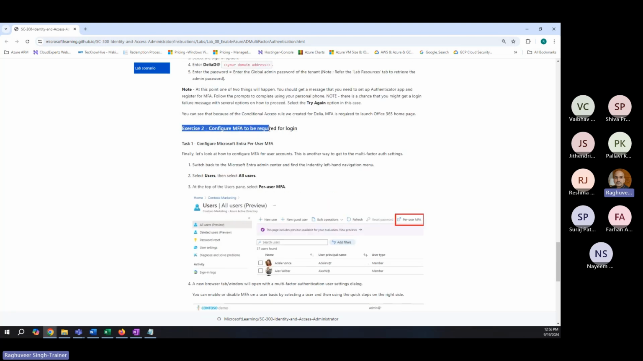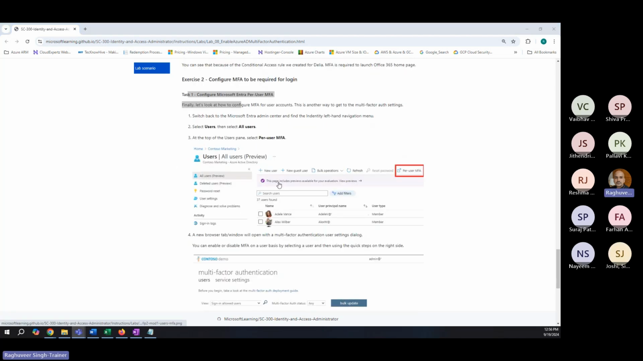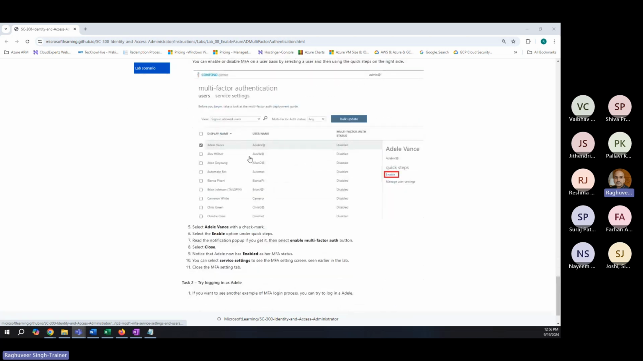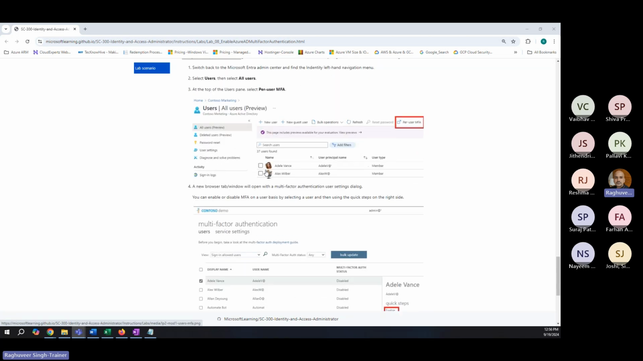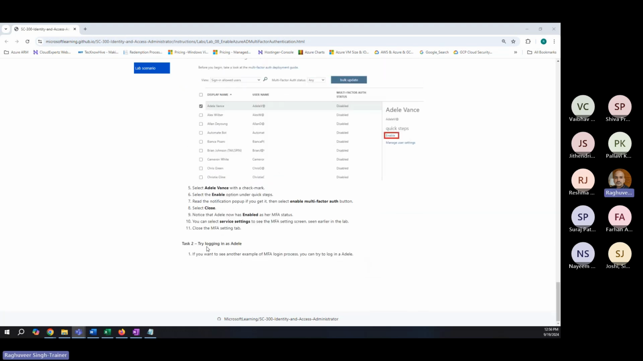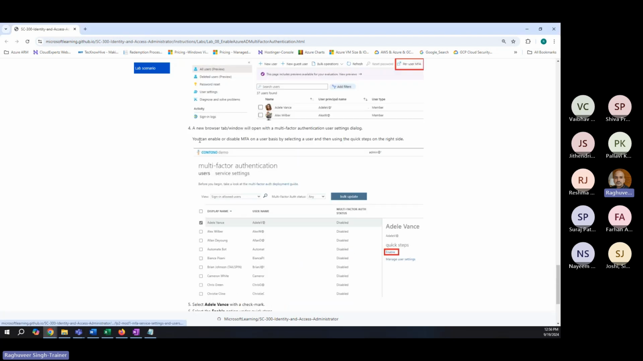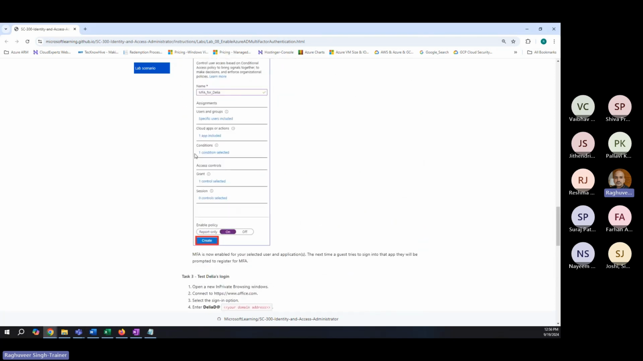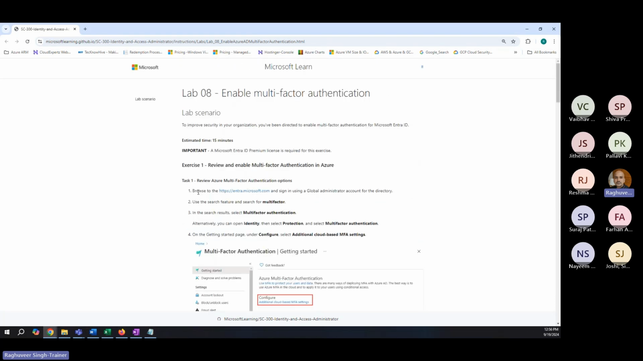Exercise 2 is what I have already shown you, where I configured per-user MFA using this option, which I've already explained. So exercise 2 task 1 we have already completed, and it says to try logging in with the user for whom it is configured so that you can validate. So exercise 2 tasks 1 and 2 we have already done. Exercise 1 is something that you need to do today as part of your home assignment. From tomorrow, we will start with conditional access, and there will be an additional lab in which you will do conditional access specific configuration.